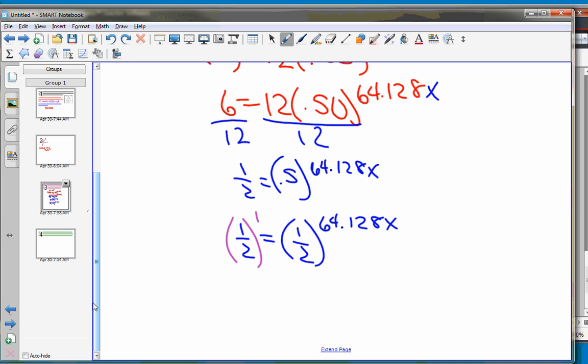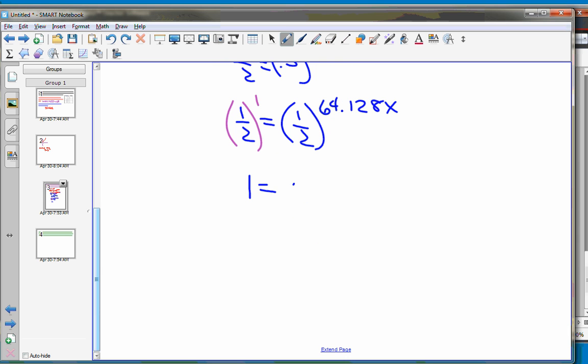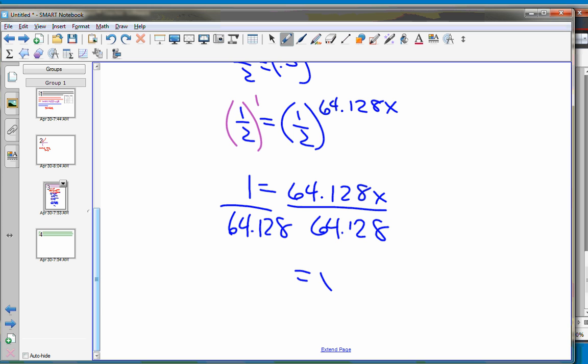Are the bases the same? Yeah. So if the bases are the same, what can we conclude about the exponents? They have to be the same. So if they have to be the same, then 1 is equal to 64.128x. Isn't that a true statement? If the bases are the same, then don't the exponents have to equal each other? So with that said, I divide this by 64.128, and I'm going to get x.